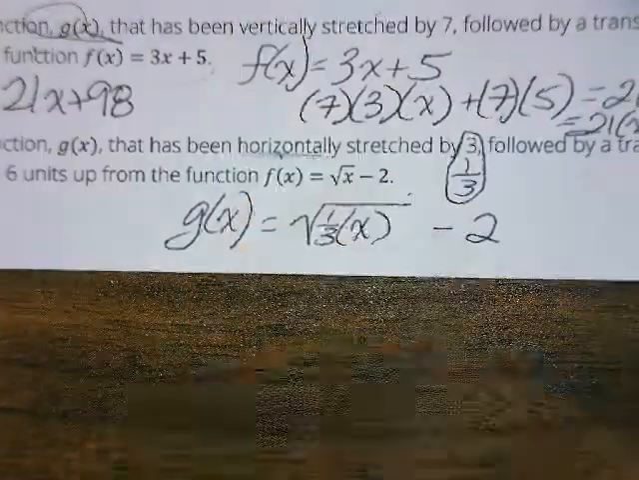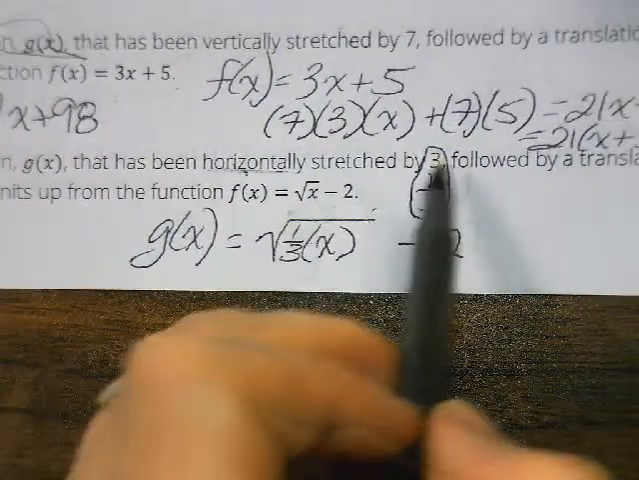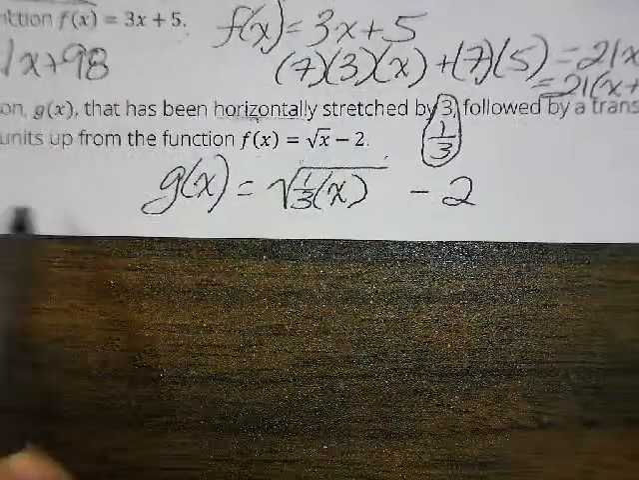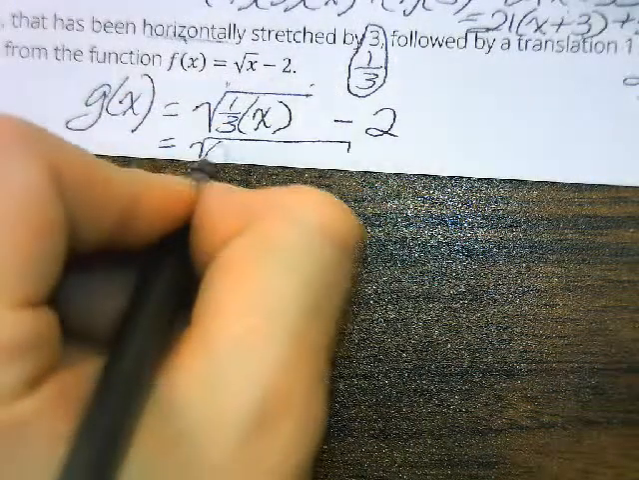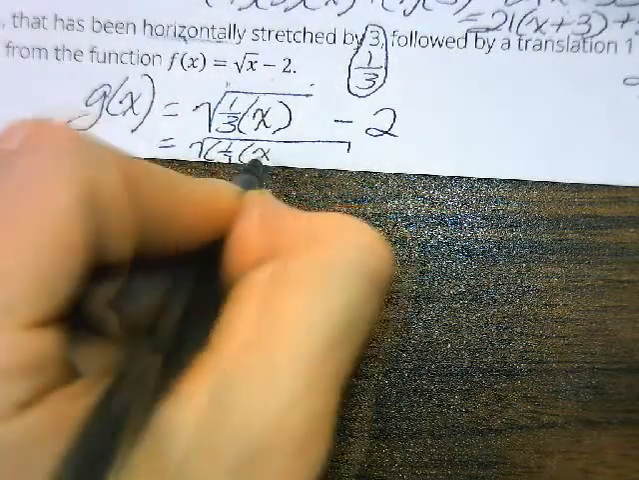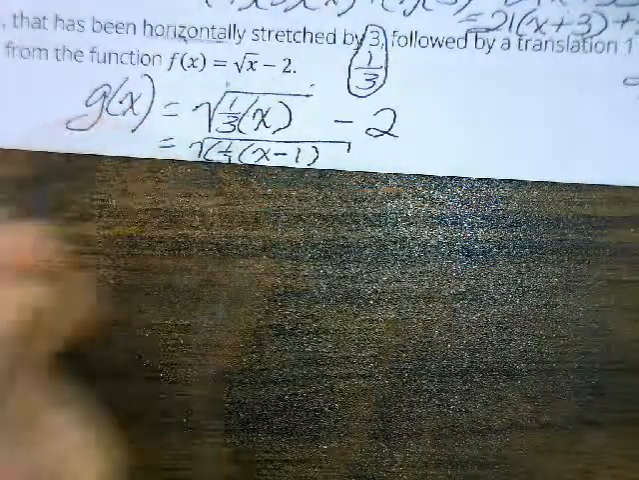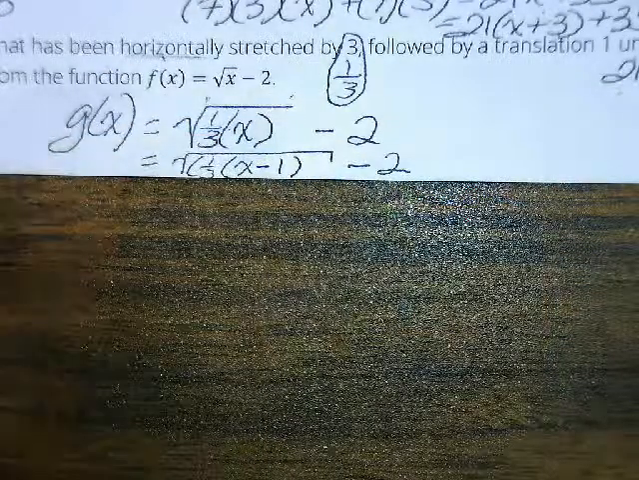So this is from f of x. So now we've horizontally stretched it. Then we're going to follow it by a translation of 1 unit to the right. So the next step is going to be square root of 1/3 times x. 1 unit to the right will be x minus 1. And then they want us to go 6 units up. So I'm going to add 6 units over here.